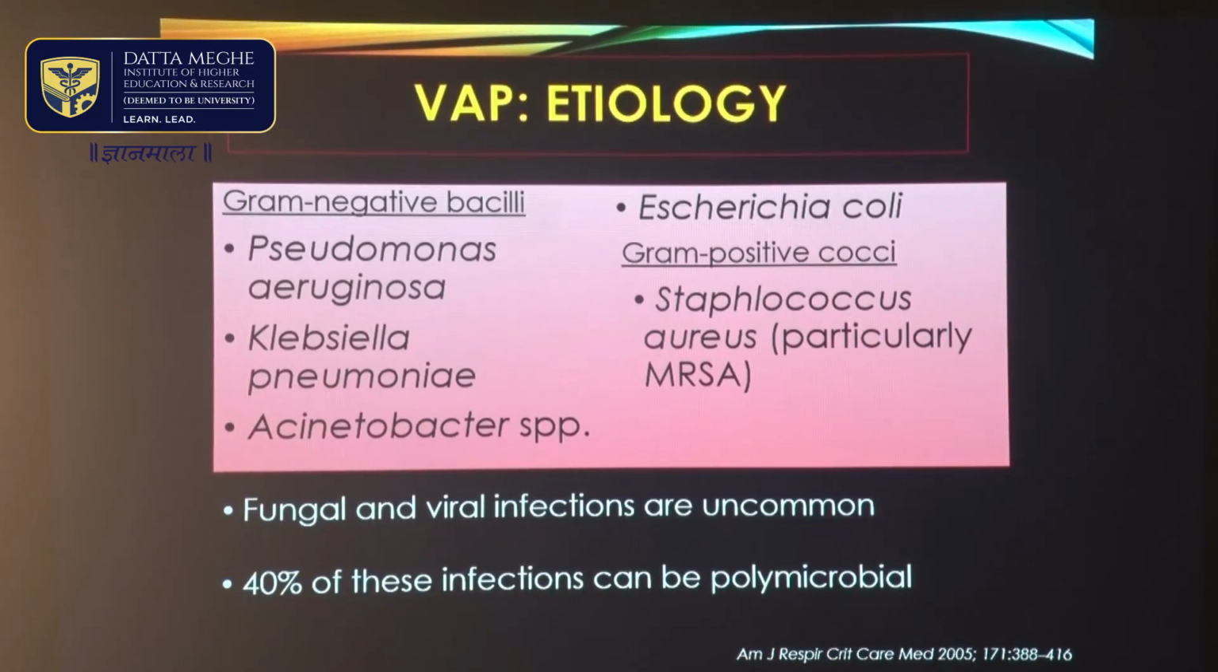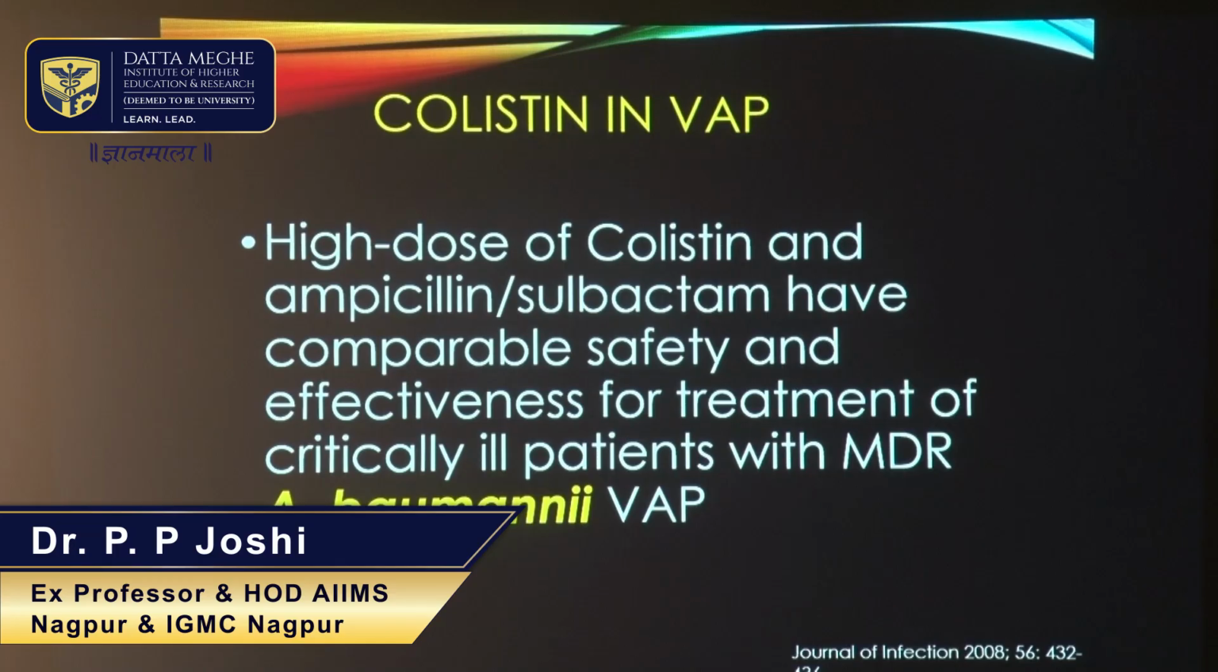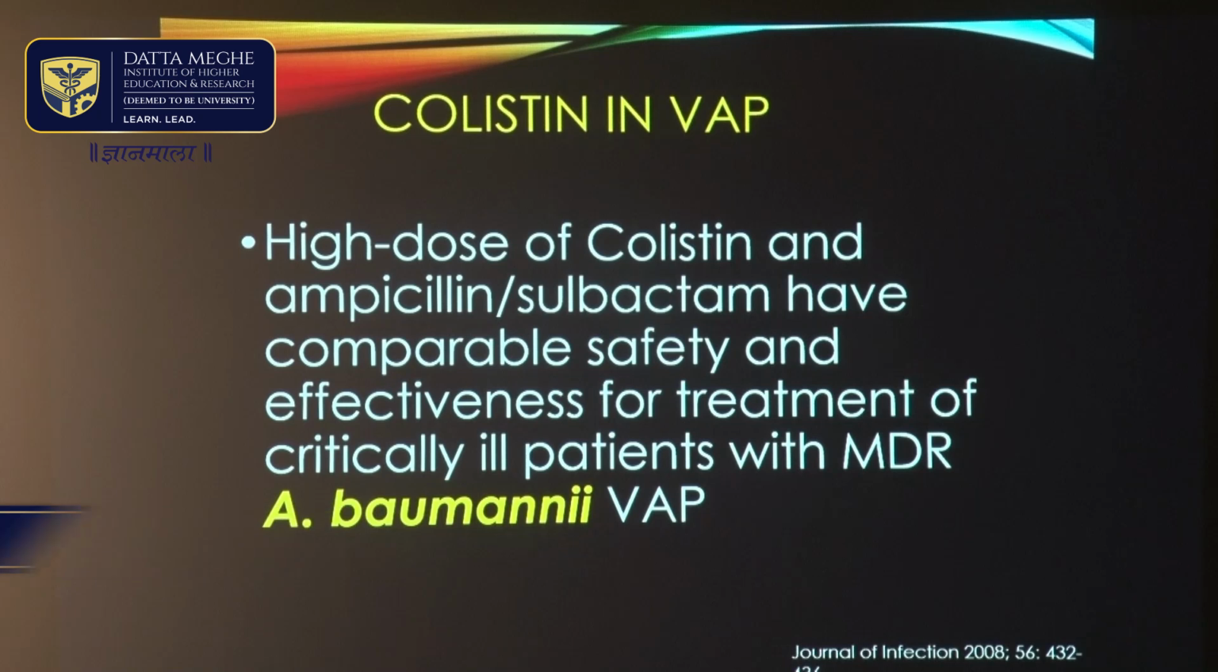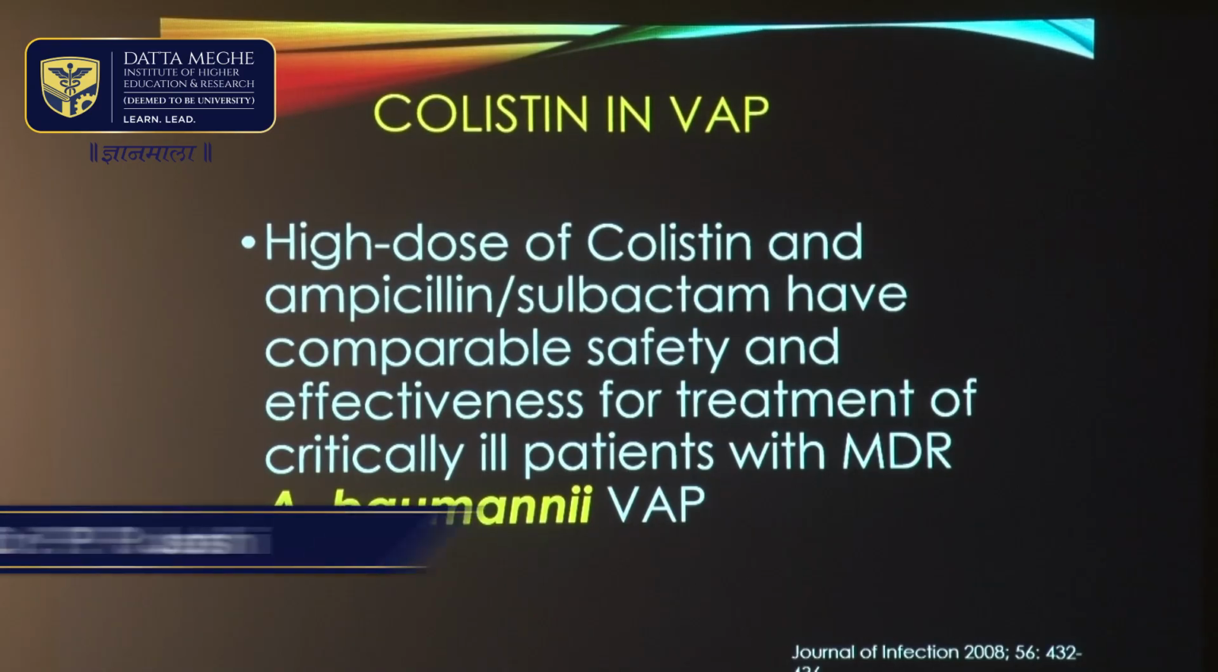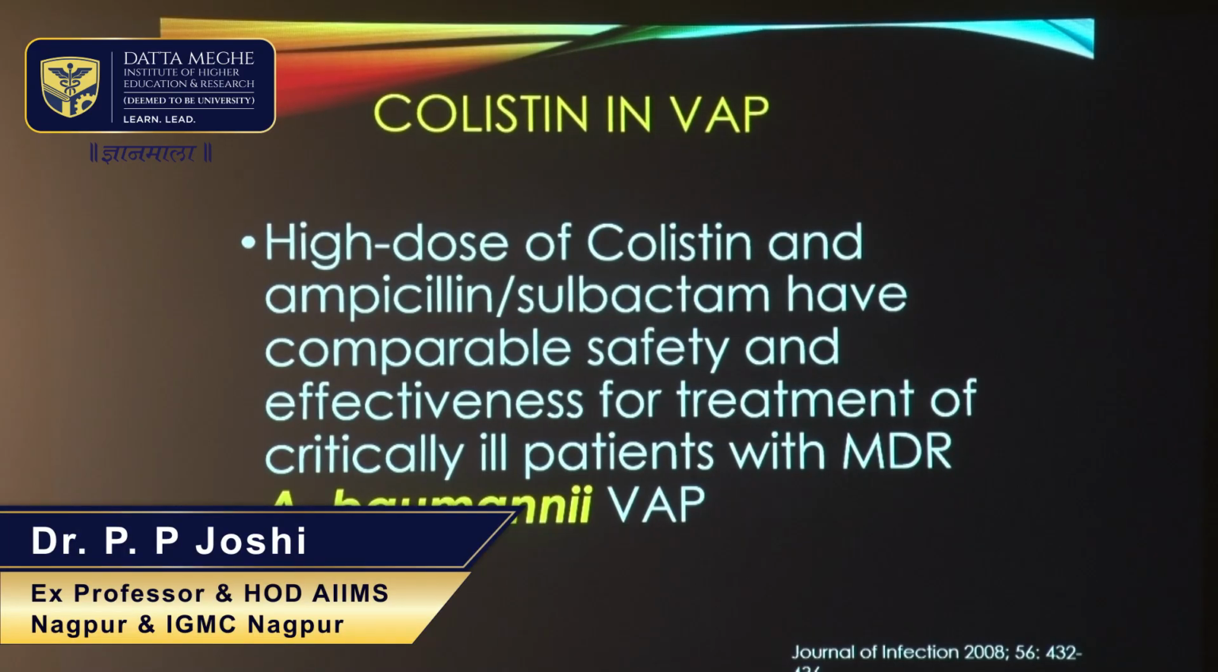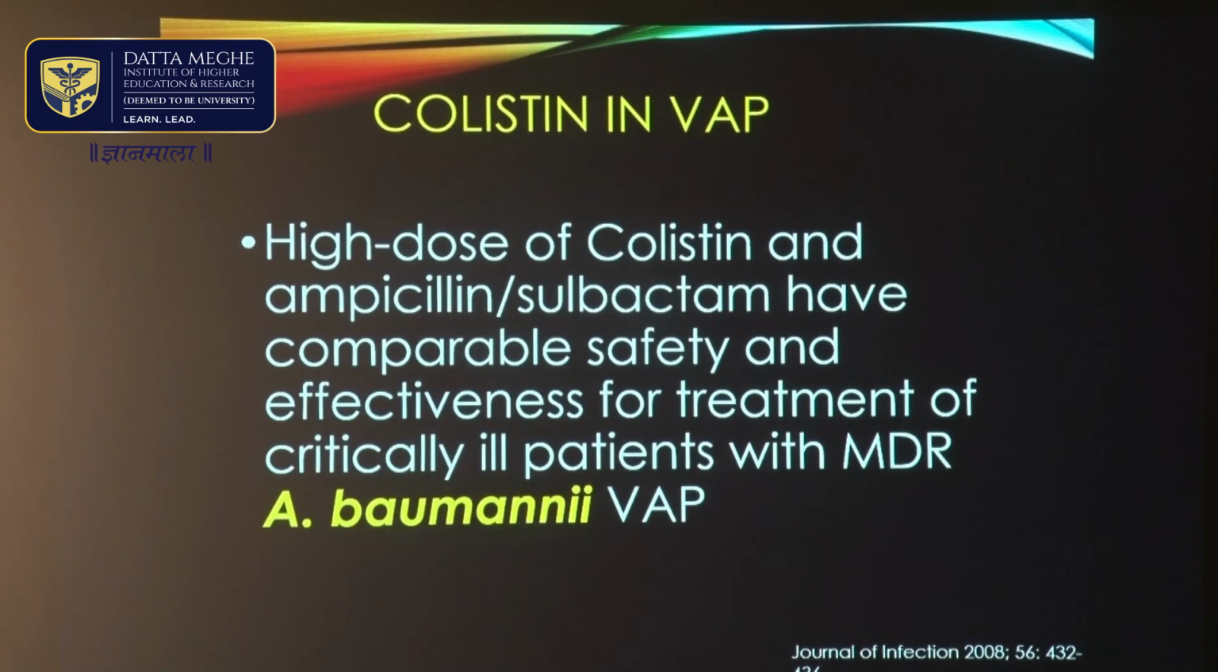Fungal and viral infections are distinctly uncommon. 40% of these infections have multiple organisms. And then the drugs, as I have said, we can use higher antibiotics, piperacillin-tazobactam combinations, or in patients who have MRSA, we may have to use vancomycin, and for VRSA, we may have to use linezolid, and carbapenems are commonly used. And colistin is the last choice, and we may have to use colistin many times, which acts against Enterobacteriaceae, as in ventilator associated pneumonia.